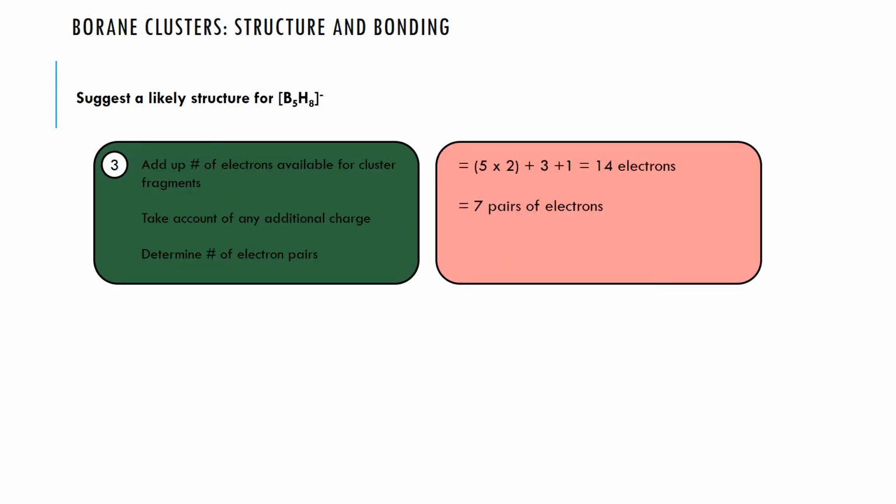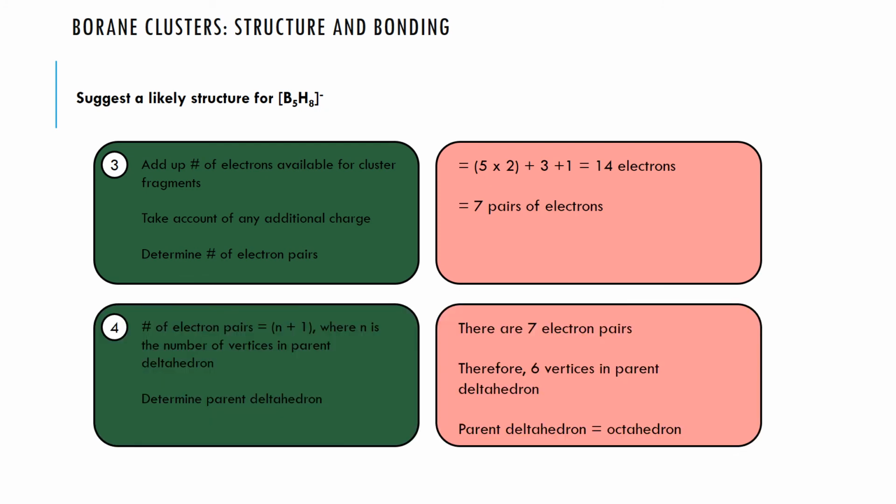So when we tot up the number of electrons in the system, we've got 5 multiplied by 2 for our 5 BH units, plus 3 from our extra 3 hydrogen atoms, plus 1 for the minus charge on the molecule. That takes us to 14 electrons, or 7 electron pairs. And we can determine the parent deltahedron. We know that there are 7 electron pairs in the system. Therefore, we know we've got a parent deltahedron with 6 vertices. So the parent deltahedron here is also an octahedron.